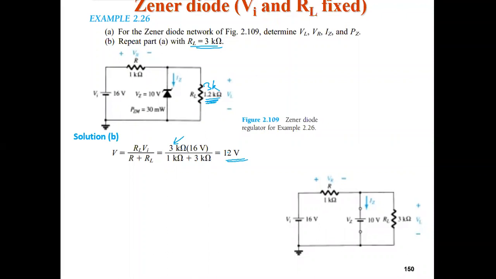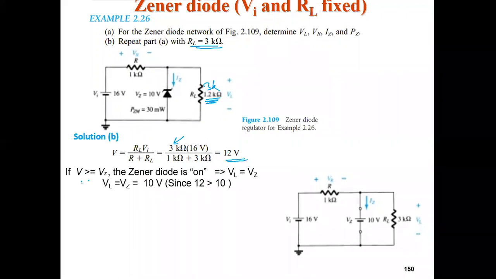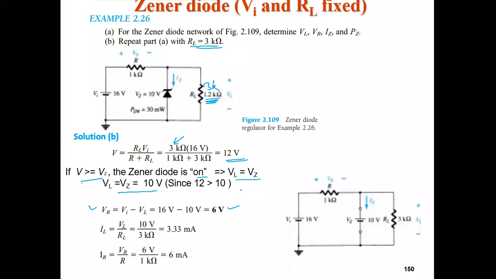So if I am putting 3k, we are getting 12 volt. So 12 volt means it is greater than 10. So V is greater than Vz, so your zener is on and VL equal to Vz, or VL equal to 10 volt. Once you got this, you'll find out VR. Your VR will be equal to Vi minus VL, or it is equal to 6 volt. Next you calculate these other things like this current. You can calculate because you know your VL and this RL you know. So VL by RL will be equal to IL.